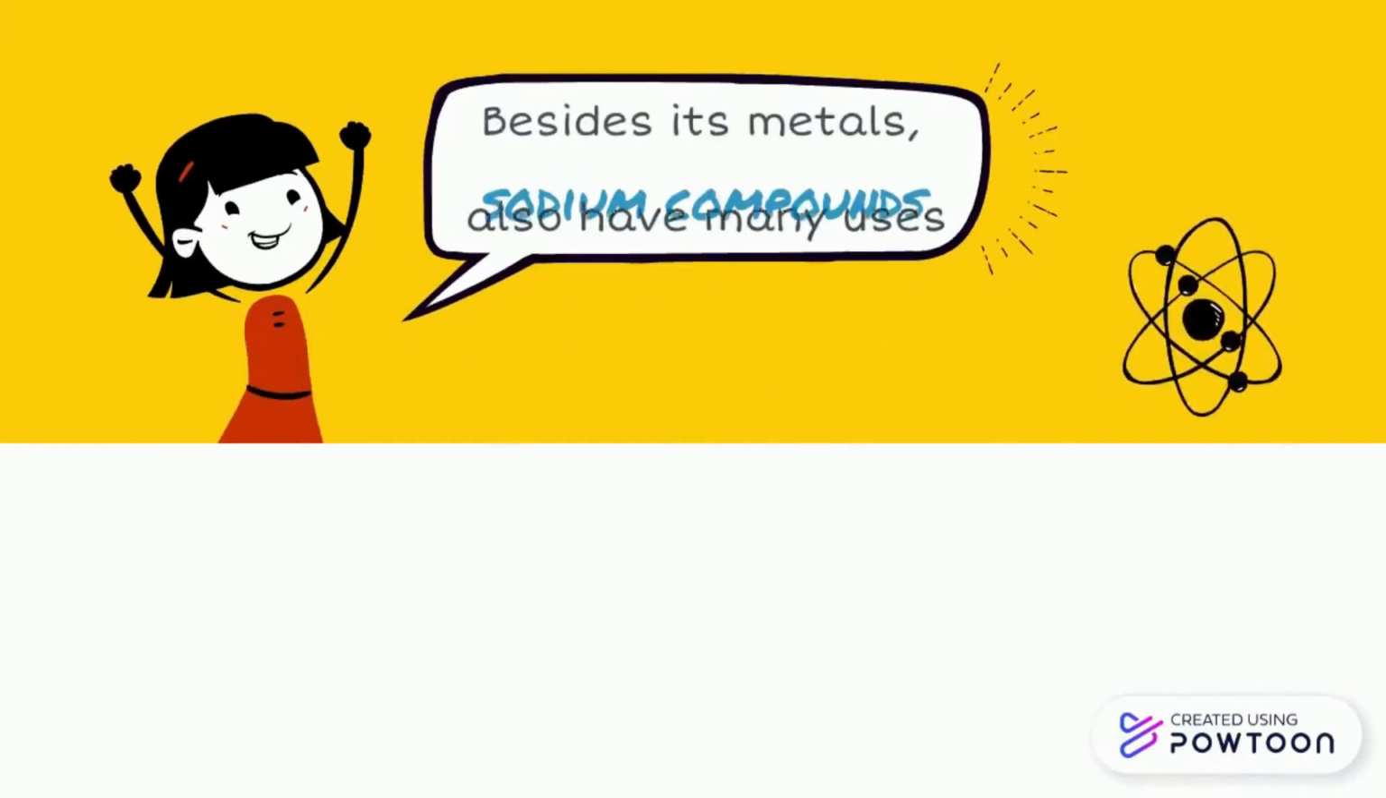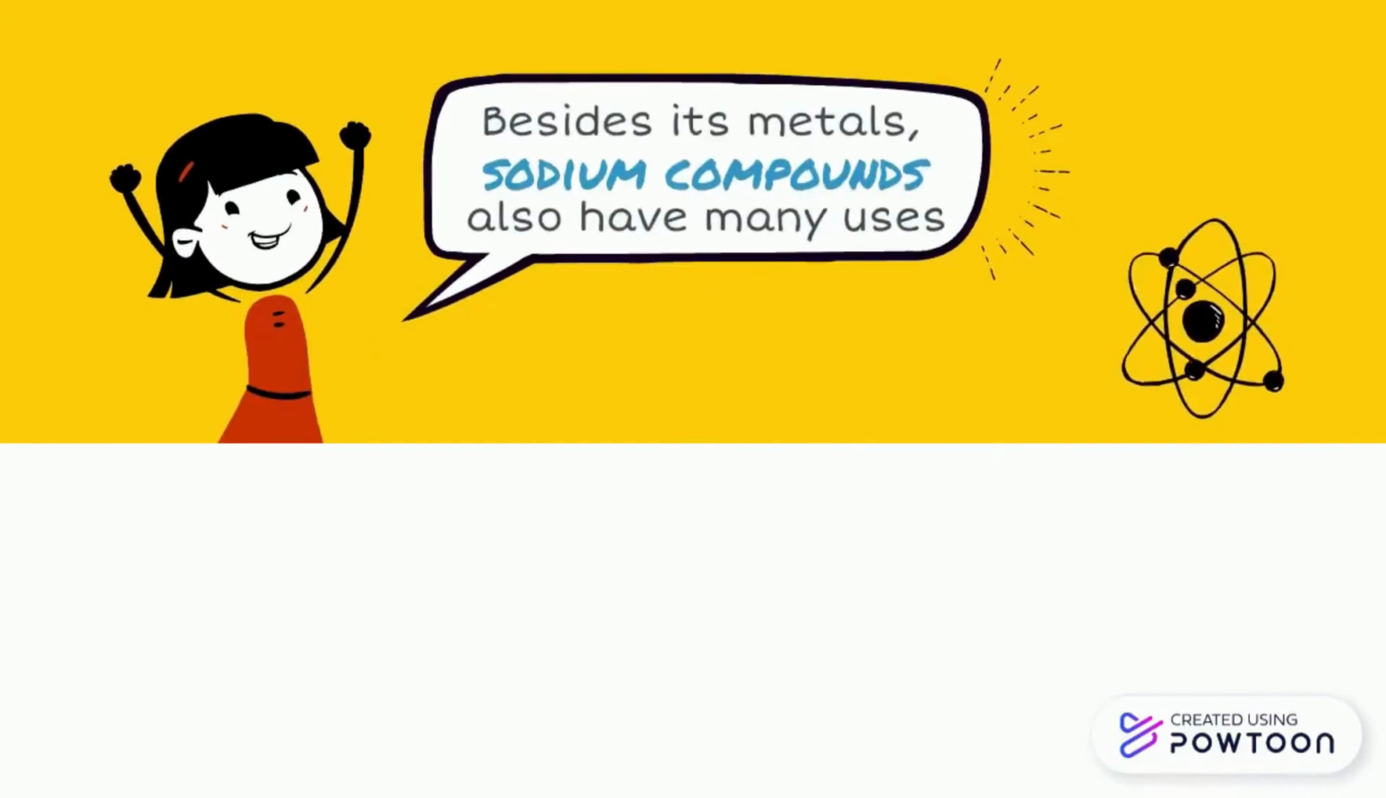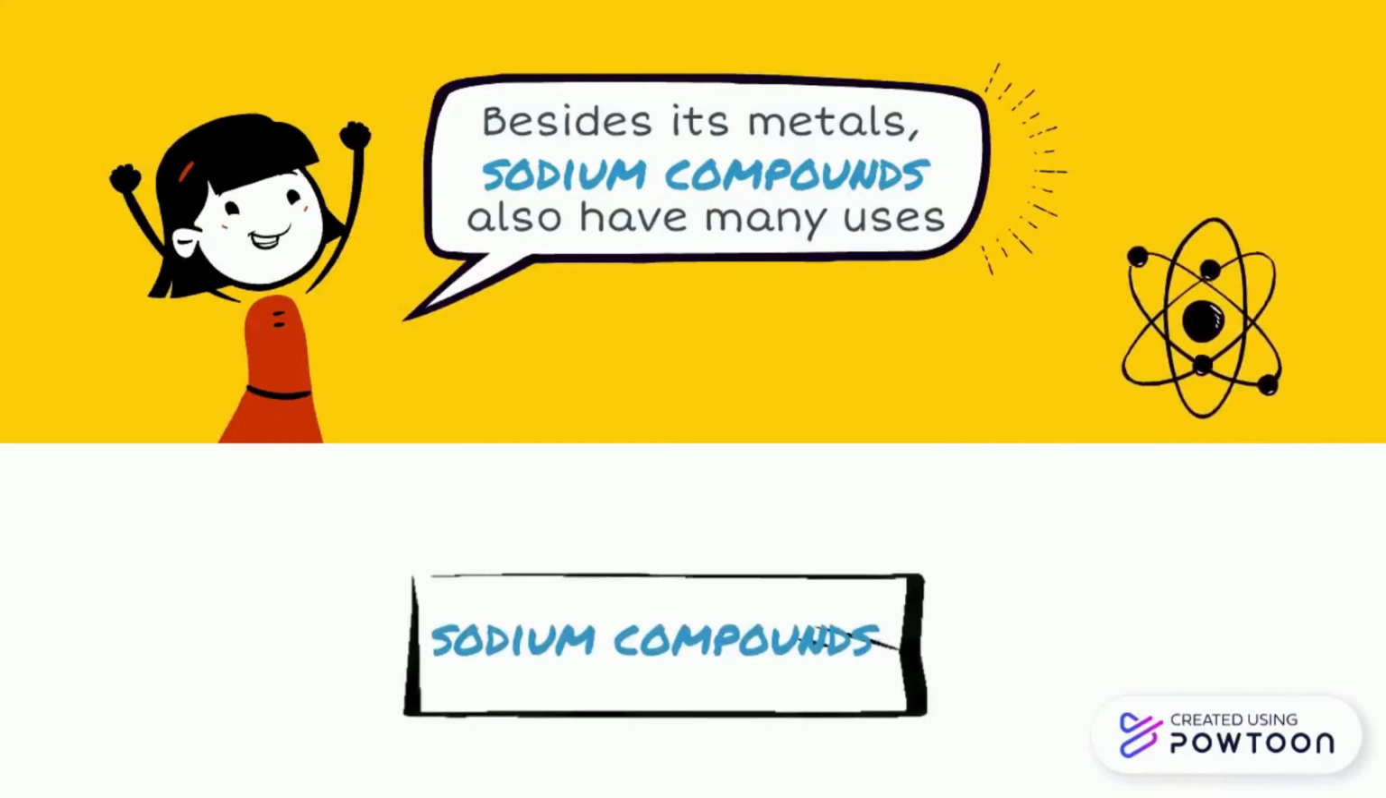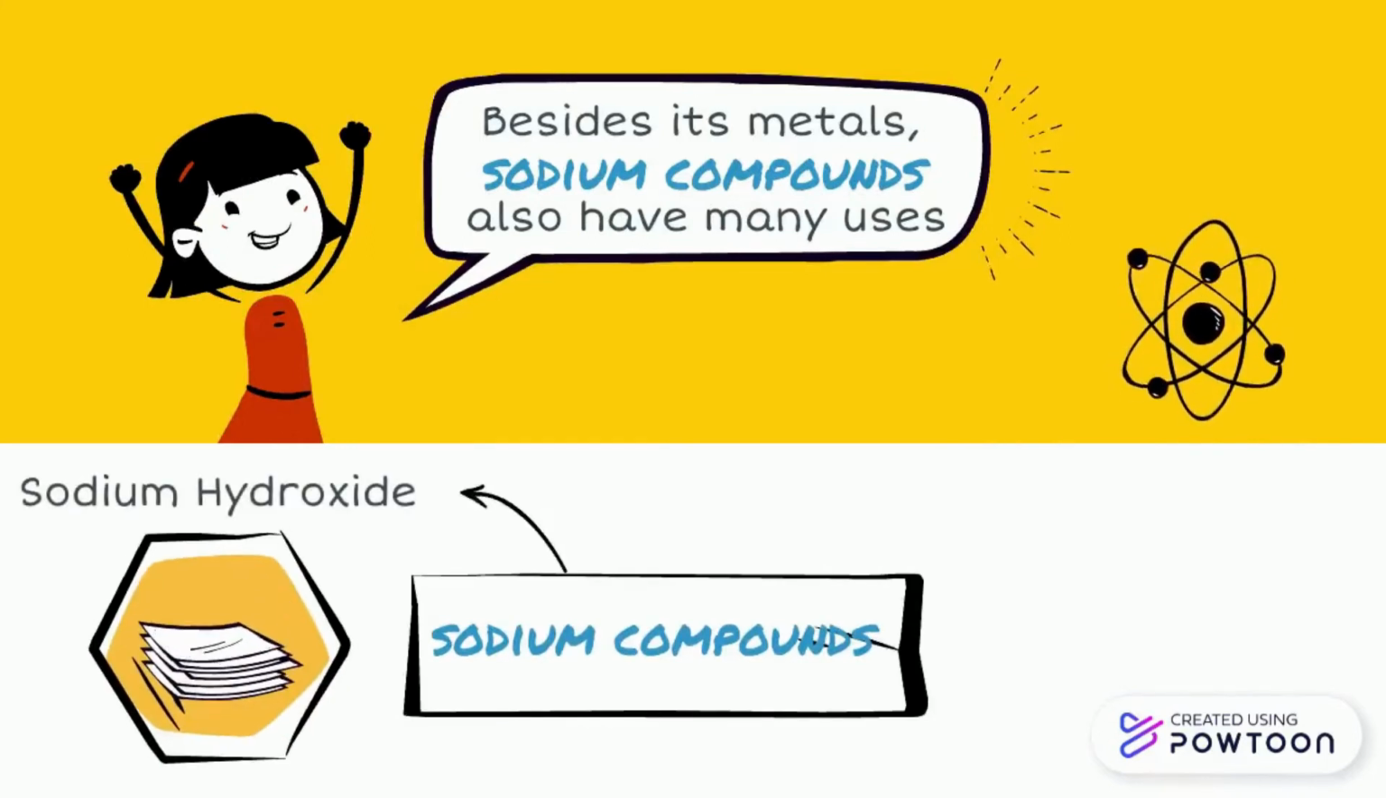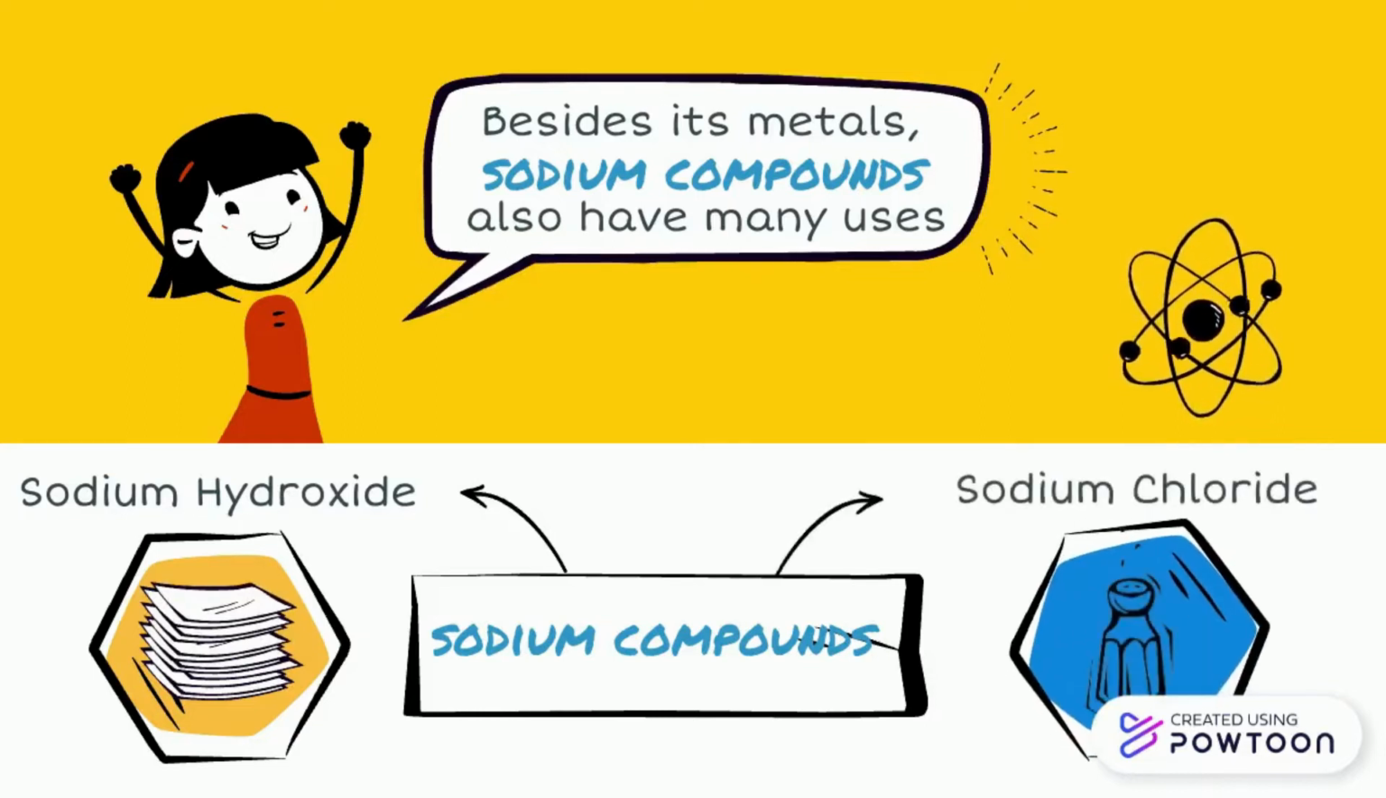Besides its metal, sodium compounds are also useful for us at times. For example, the sodium hydroxide compound is used in soap manufacture. Sodium hydroxide is also used in paper making and paper recycling. Other than sodium hydroxide, sodium chloride, which is also known as common salt, is used to cook and de-ice roads in winter.